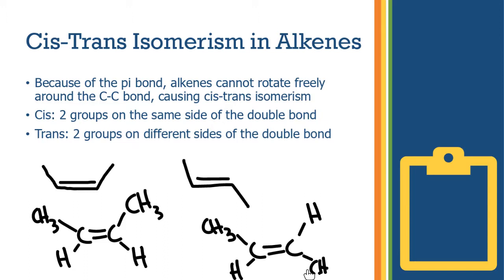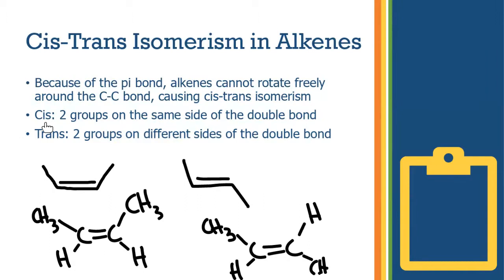The last thing I want to talk about, I didn't have a ton to talk about today since we went over the assignment last Friday, was cis-trans isomerism in alkenes. Because of the pi bond, alkenes cannot rotate freely around a CC bond like alkanes can. Sigma bonds you can rotate, but because of the pi bond, you can't rotate that molecule without breaking that bond, which normal conditions don't have enough energy to break. So this causes cis-trans isomerism or geometric isomerism.